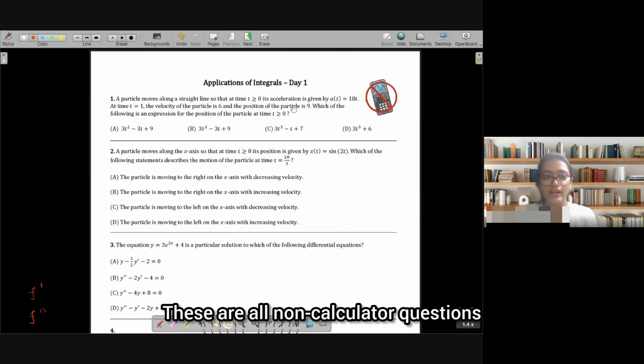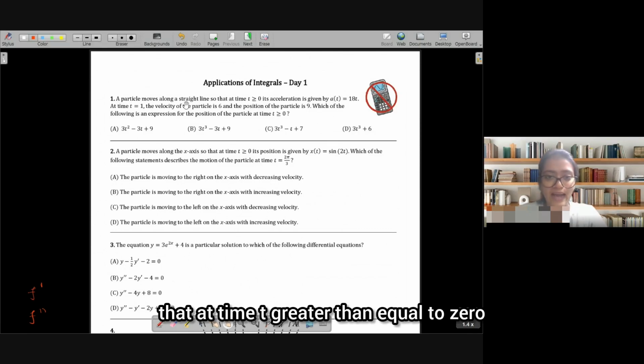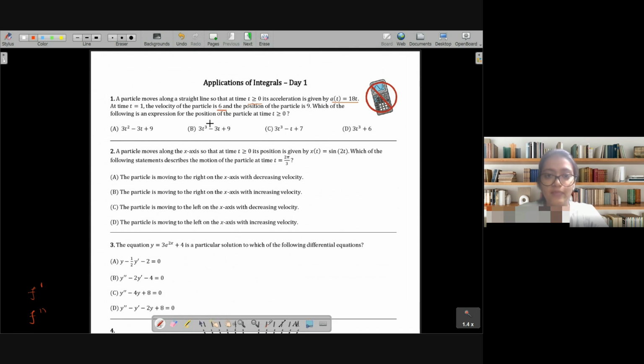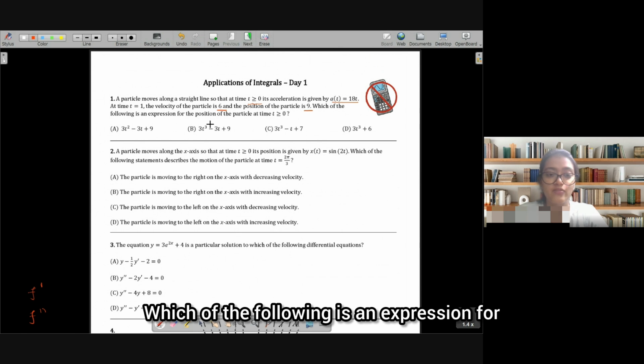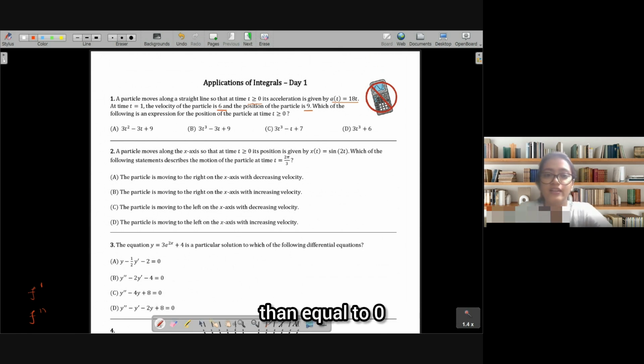These are all non-calculator questions. It says a particle moves along a straight line so that at time t greater than or equal to 0, its acceleration is given by this. At time t equals 1, the velocity of the particle is 6 and the position of the particle is 9. Which of the following is an expression for the position of the particle at time t greater than or equal to 0?